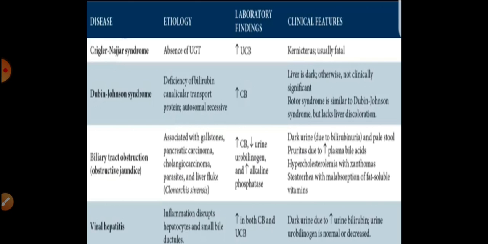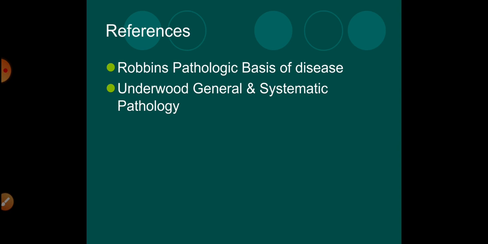The dark color of the urine is because of increased bilirubin in the urine, and the urobilinogen concentration will be normal or decreased. Thank you.